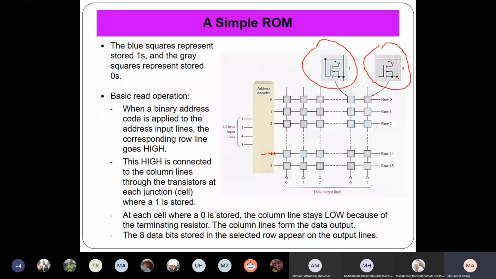So the high is connected to the column line through the transistors at the junction where a 1 is stored. For example, this one is connected to here. See this? But this one is not. This line is not connected to this. This transistor is off, so it's 0.